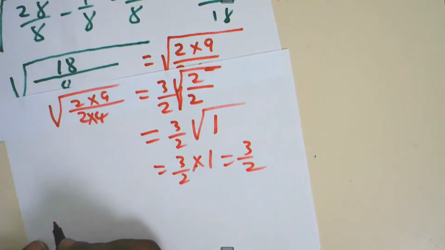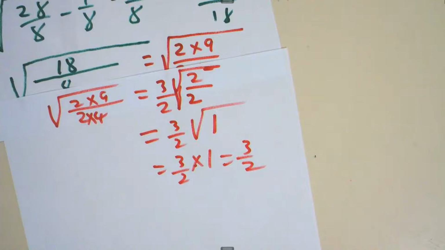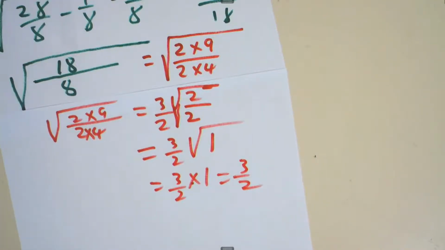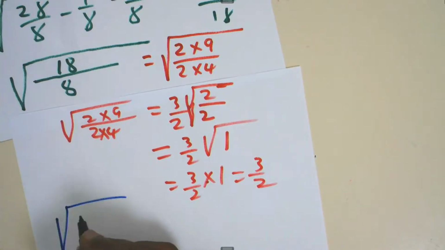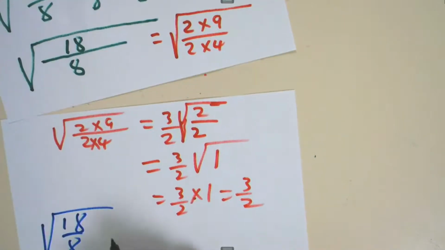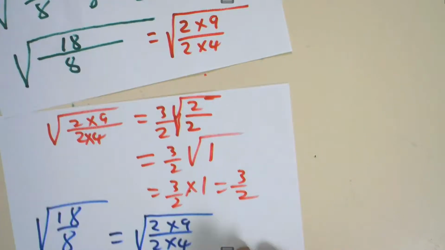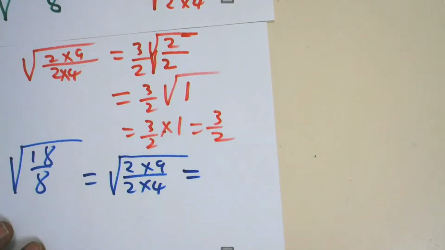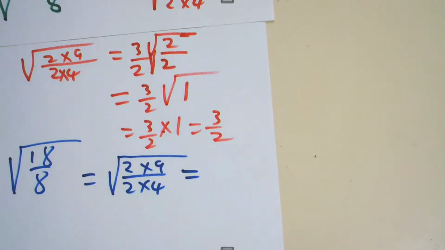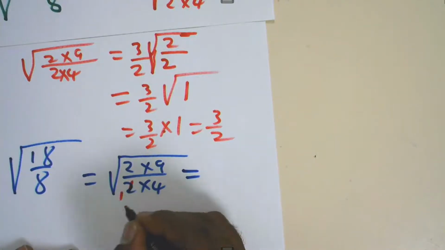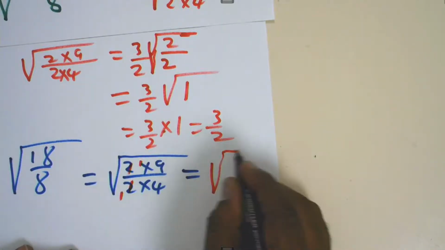Or another method of simplifying is factorizing. Factorizing is one of the strategies of simplifying. Let's say we've got our 18 over 8, which is equal to 2 multiplied by 9 over 2 multiplied by 4. You took out your common factor there. In other words, how many 2's into 2? 1. How many 2's into 2? 1. Therefore, you are left with 9 over 4.